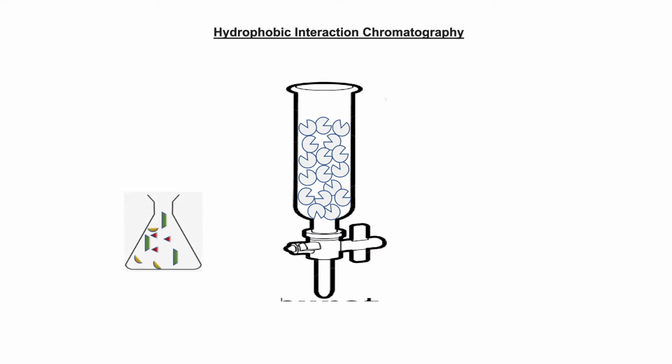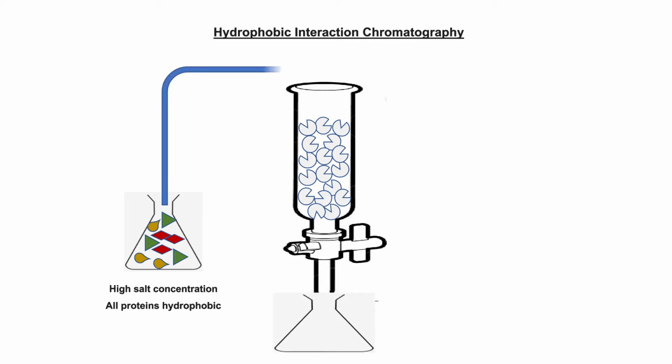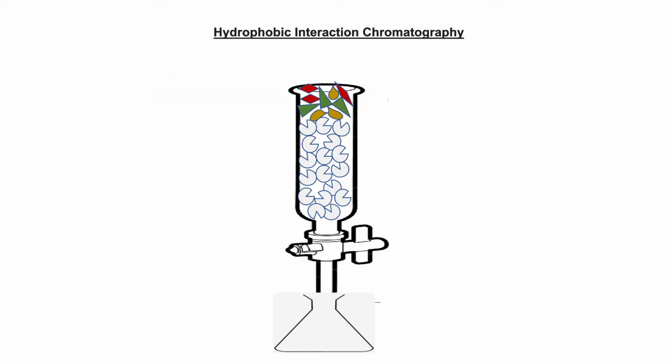So for a mixture of proteins at high salt concentration, all the proteins are hydrophobic. Some are more, some are less. That is a different matter, but all are hydrophobic. So this mixture of protein is poured over the column. All the proteins will bind, but they will bind with different strength, because all of them are hydrophobic.